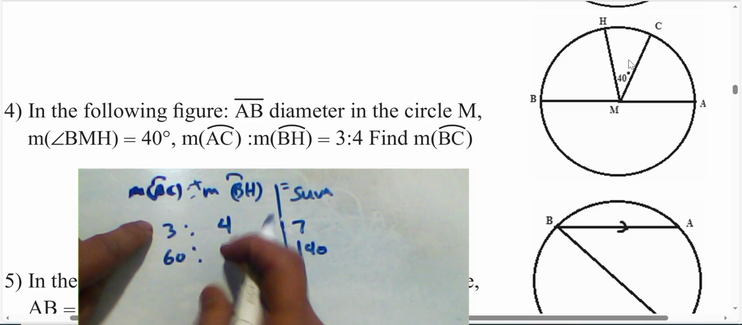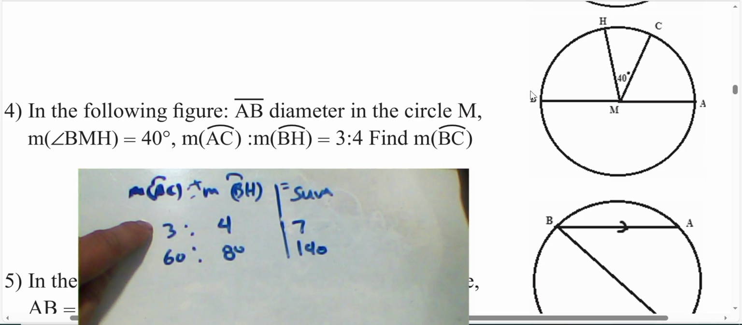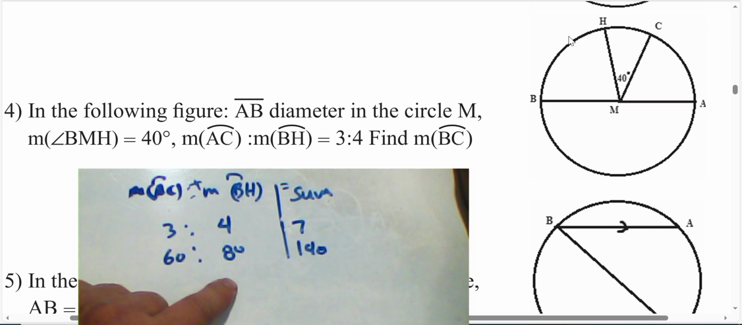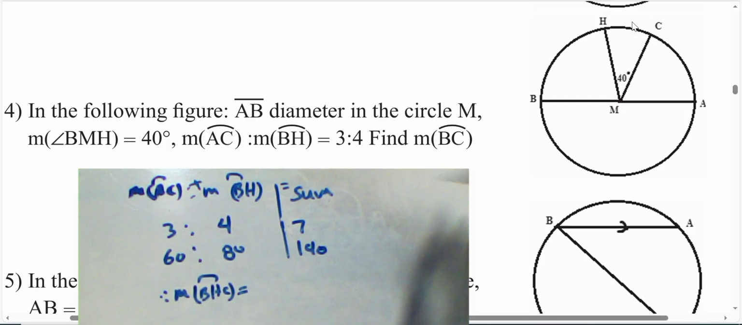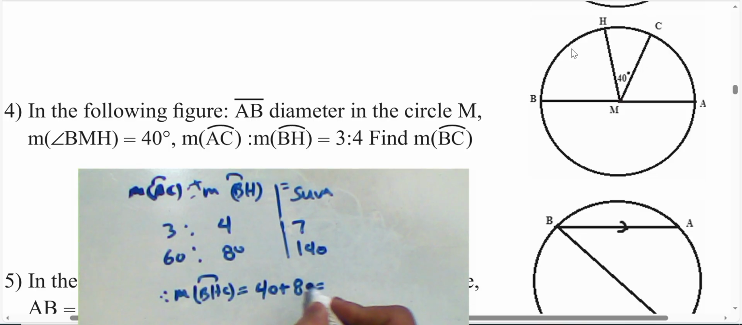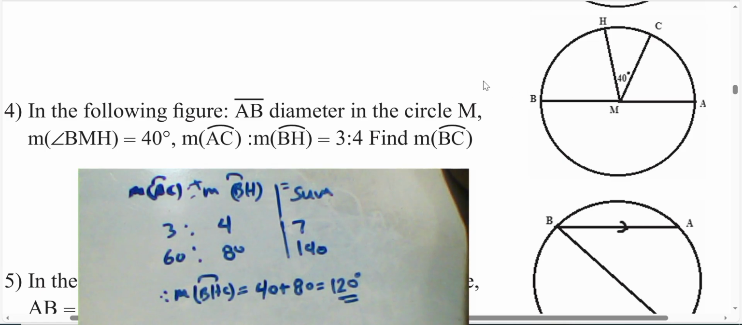Then he wants us to find the measure of arc BC, from B to C. We have 40 and the arc BH. BH was 80. Then 80 plus 40. The measure of arc BHC: this arc, we have 40 plus arc BH, which was 80. Write 0, and 8 plus 4 equals 12, so 120 degrees. Then the measure of the arc equals 120 degrees.